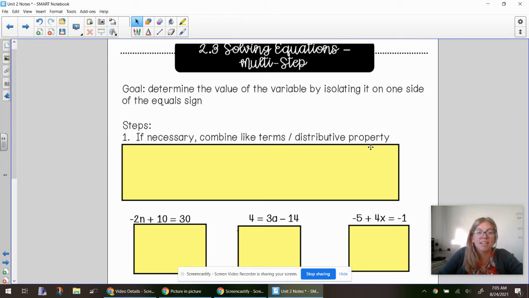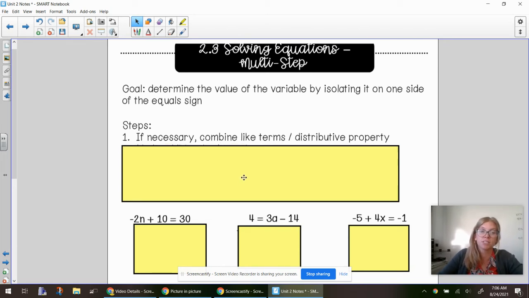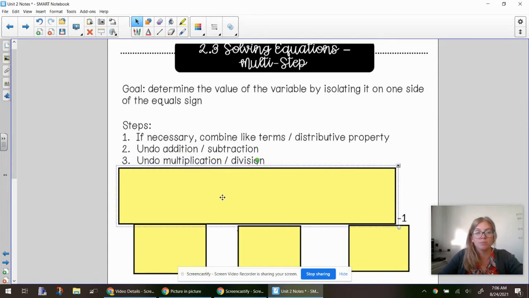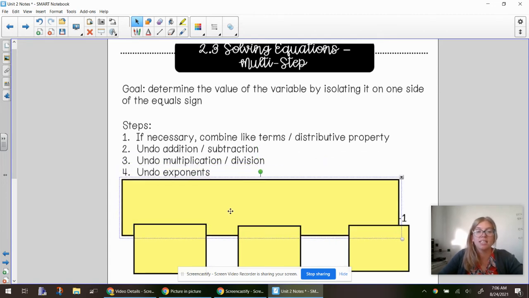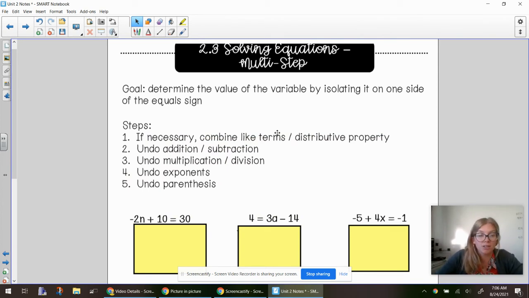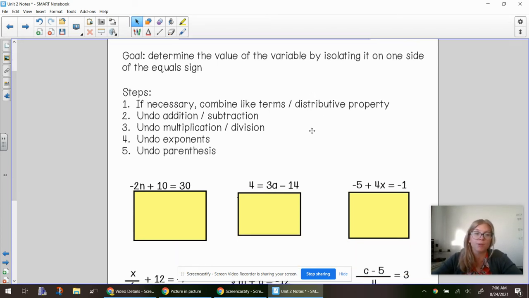First step, if necessary, combine like terms or use the distributive property. So if you see that as an opportunity, we're going to do that first. Then we're going to undo addition and subtraction, then multiplication and division, then exponents, and then parentheses. You might notice that this is reversing the order of operations. That's because when we are solving, we're starting with an unknown and working backwards, as opposed to when we're evaluating, when we have all the knowns and we're working forward.